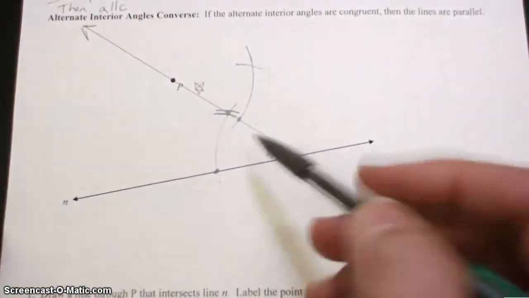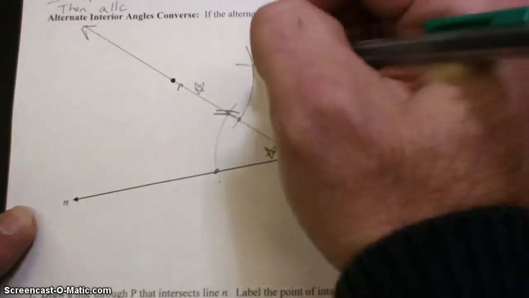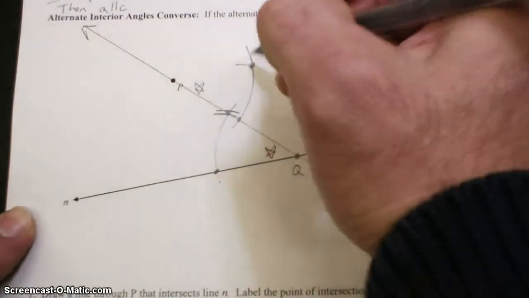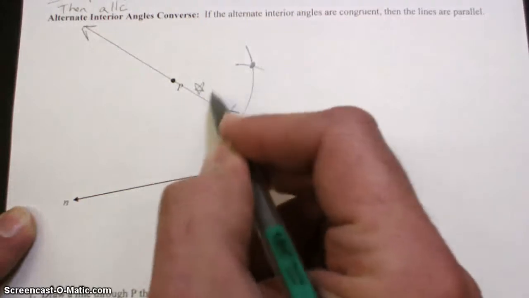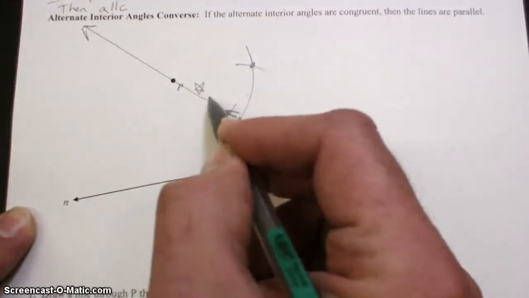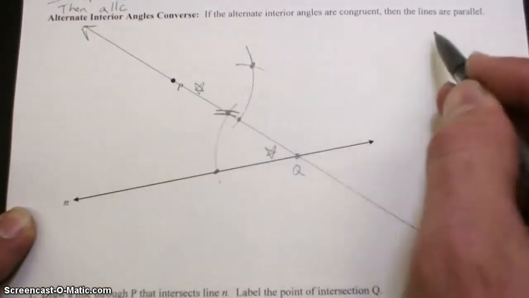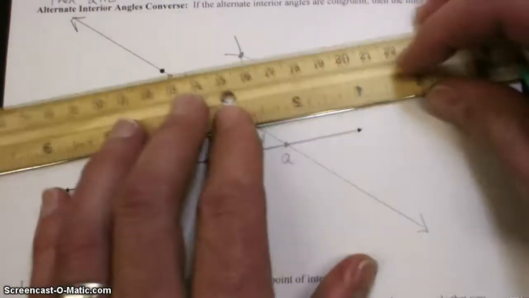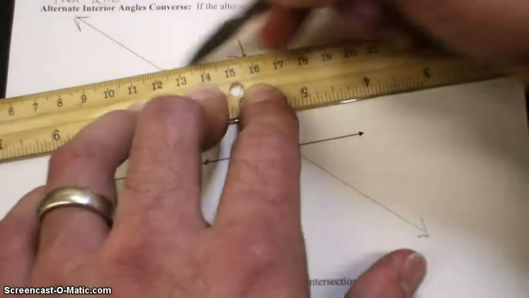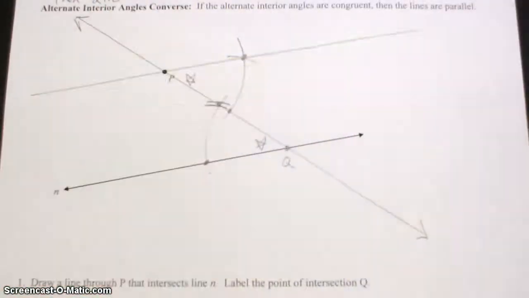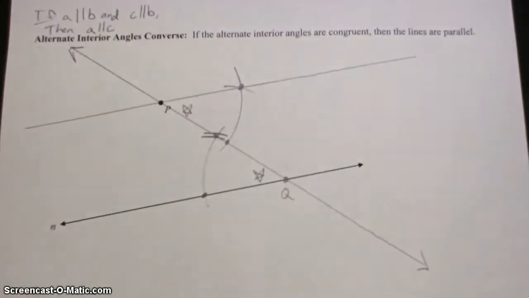So I've copied angle Q to right here. And I've created this point of intersection. So if I connected P to this point, I would have a perfect copy of angle Q to right here. But what I want to do is extend this line. When I extend that line, I'm going to end up with parallel lines.